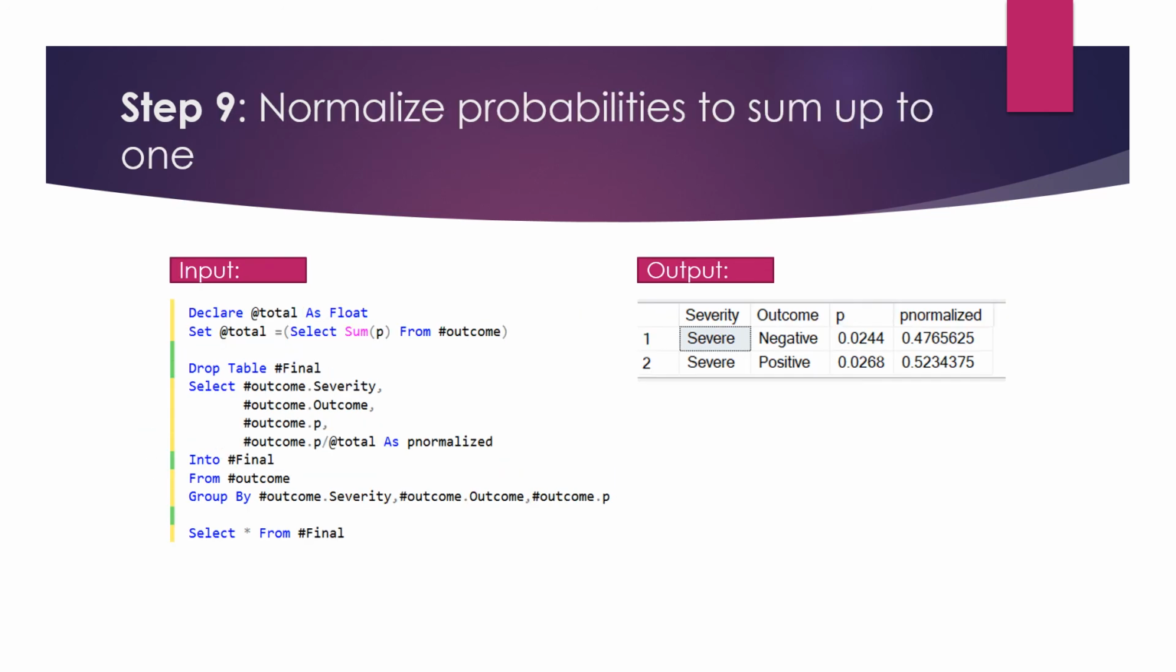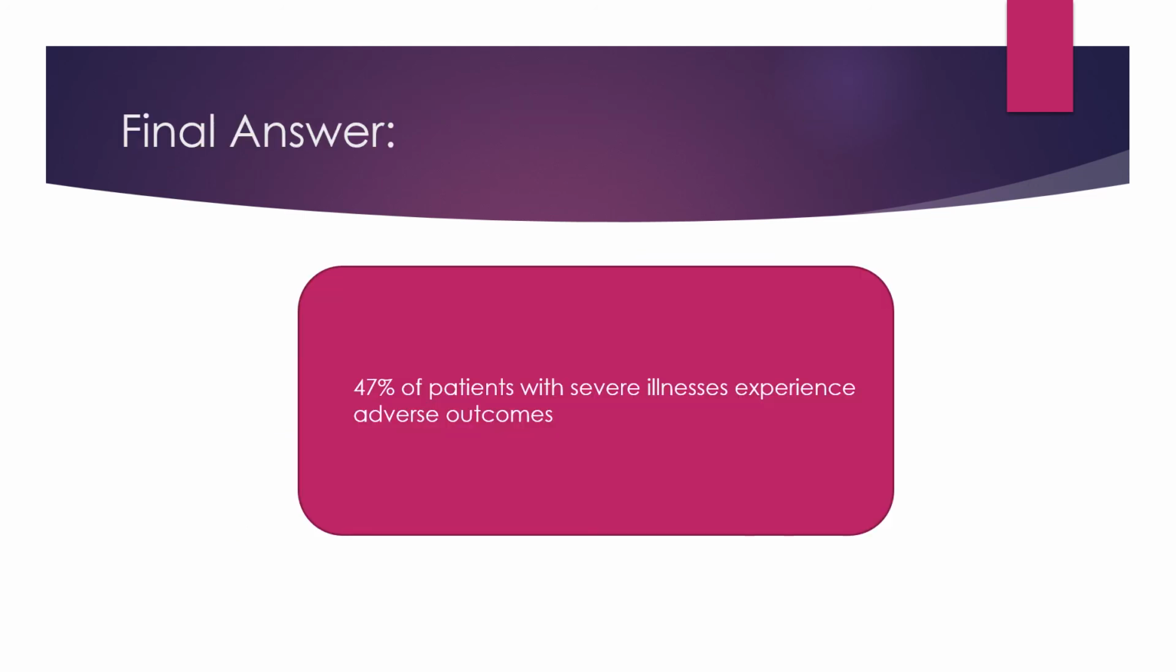In this last step in our code, we need to normalize because probabilities for events that are mutually exclusive and exhaustive need to add up to 1. Finally, we have gotten to the solution of our problem. 47% of patients with severe illnesses experience adverse outcomes.